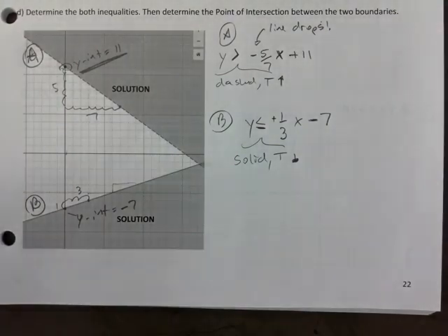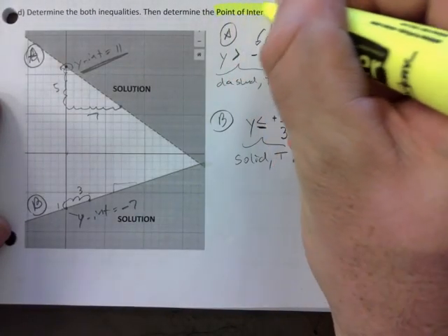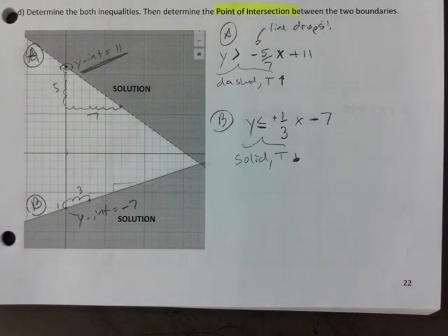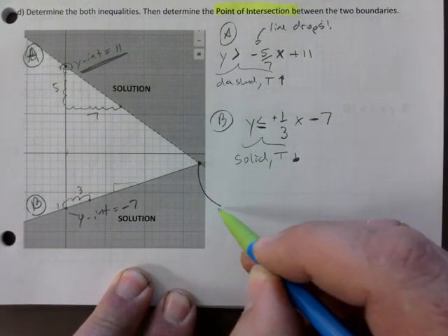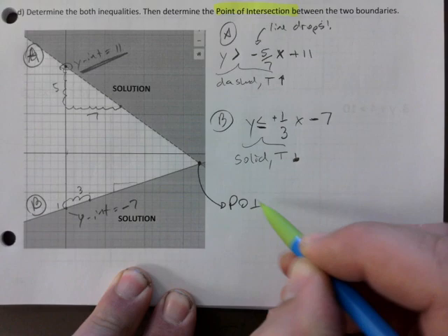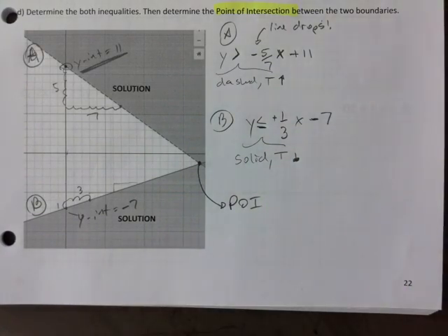This is the last part for today. Determine the point of intersection. Okay, so the POI. We want this. This is the POI right there. How would we find that? You grab your calculator. Do that real quick.